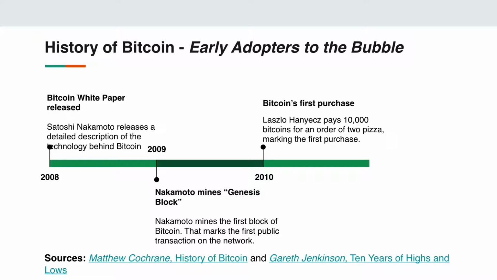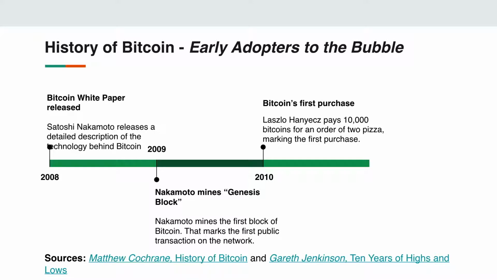In 2010, Bitcoin is used to make the first ever purchase. A guy named Laszlo Hanyecz, I'm probably not pronouncing this right, pays 10,000 bitcoins for an order of 2 pizzas. Now, this of course came to bite him given Bitcoin's current market value.